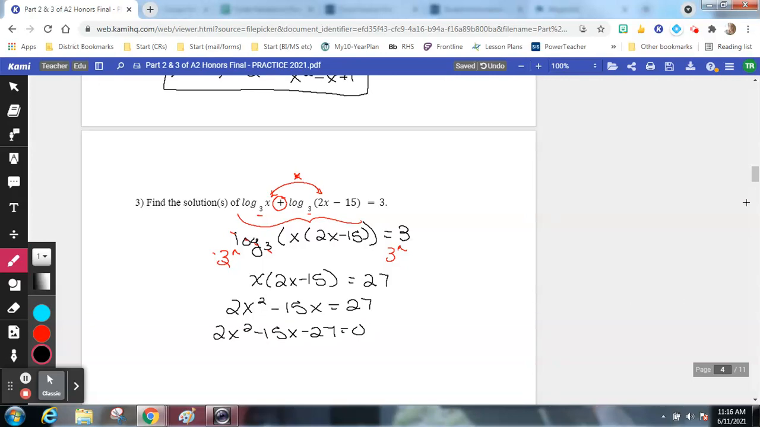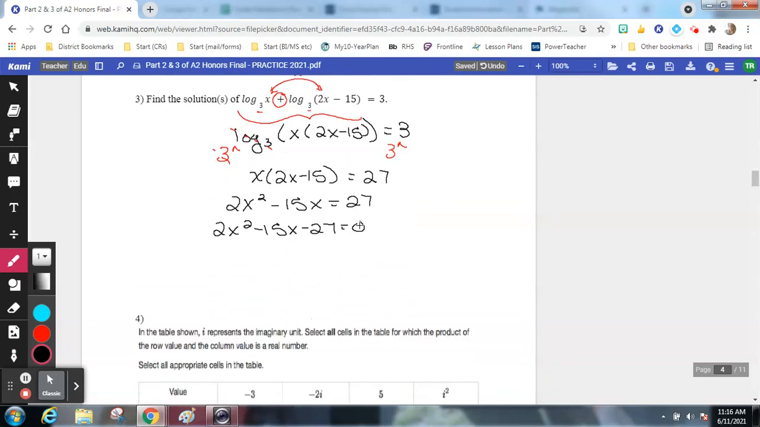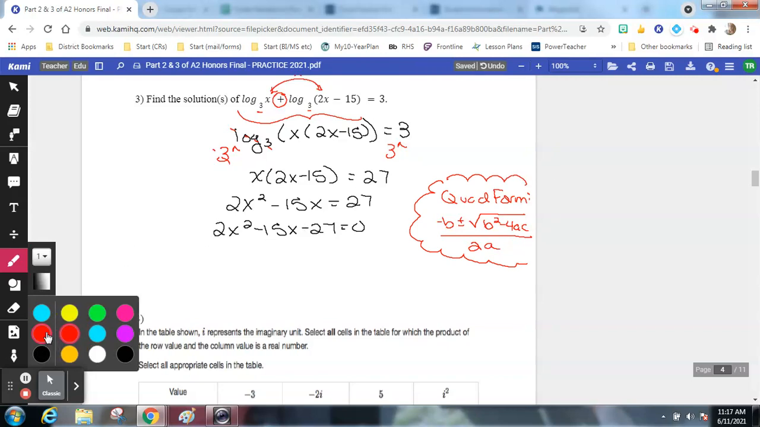And now I got to factor that, or I got to solve it in some way. So you can choose to solve by either using factoring, this can factor, or you can use the quadratic formula, which I'll give you over here. So the quadratic formula is negative b plus or minus square root b squared minus 4ac all over 2a. So you can use that. You could plug in your a, b, and c. For some of you, that may be easier. Or you can factor it.